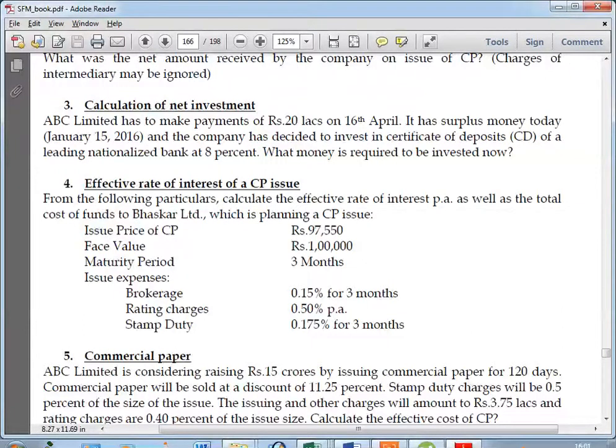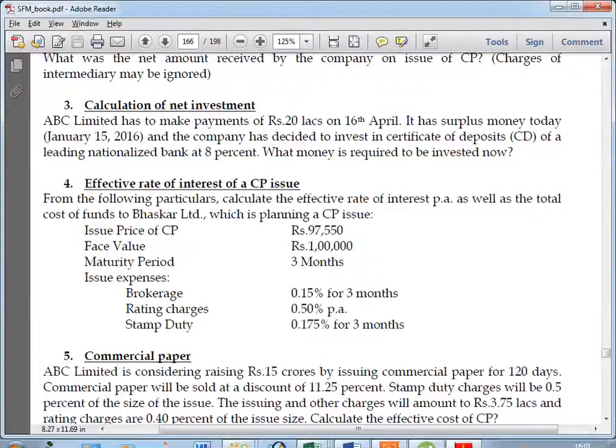From the following details, calculate the effective rate of interest as well as the total cost of funds for a CP. Whenever you issue a CP, there is an interest which is to be paid. On top of the interest, there will be certain extra expenses. So first I'll calculate the effective rate of interest, and then I'll add all those expenses: brokerage, rating charges, stamp duty, everything. 97,550 became 1 lakh in 3 months.